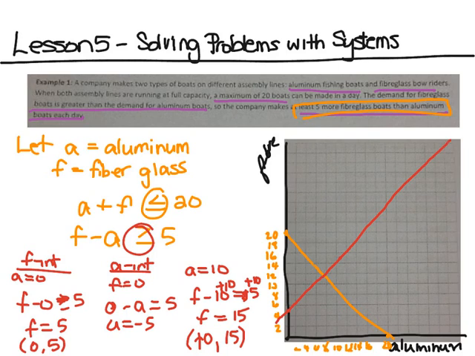So there is our two lines. Now, this one, we want it to be greater than, so we want to shade above the line. So the area that overlaps is this little triangle between the two boats.